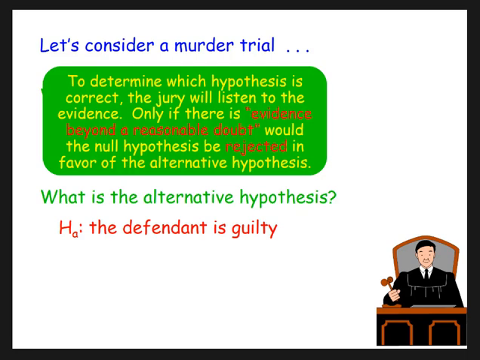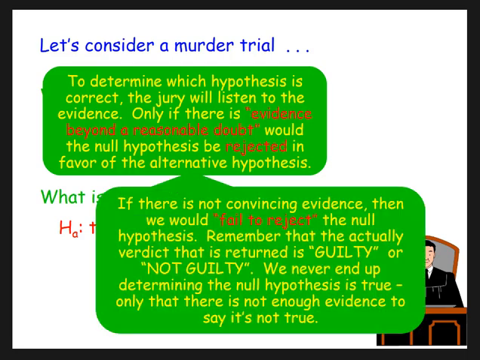So what we're looking at here, remember that in the court of law, it's beyond reasonable doubt. So we're looking for strong evidence beyond a reasonable doubt that the null hypothesis is faulty. So therefore we can reject it and move on to the alternative hypothesis. If we do not have convincing evidence, then we fail to reject the null hypothesis.